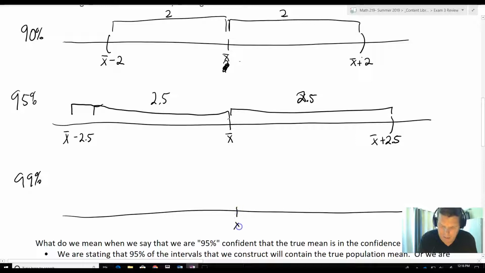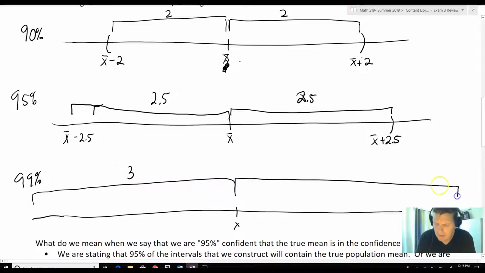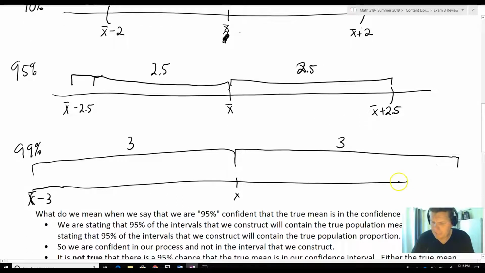In a 99%, we're going to have x bar again, but now we're going to widen out even more because we want to be even more confident that we're going to get the actual true mean. And so now let's take, for example, we'll make this one have a margin of 3. And so now that's our x bar minus 3 over on this side, and x bar plus 3 over on this side for the upper limit. Okay? So basically that's how we think about confidence levels.